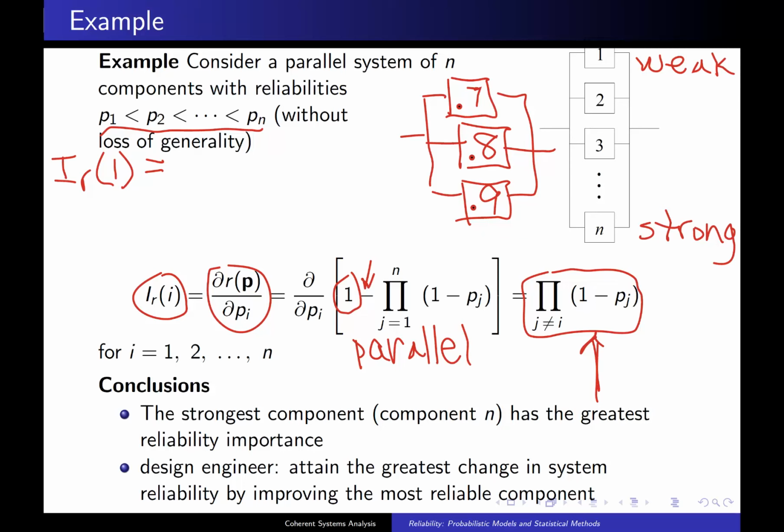0.02 times 0.01 turns out to be 0.02. So that's the reliability importance of component 1. Now the reliability importance of component 2.